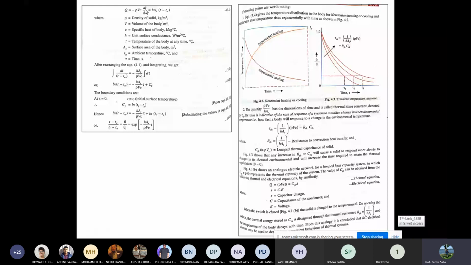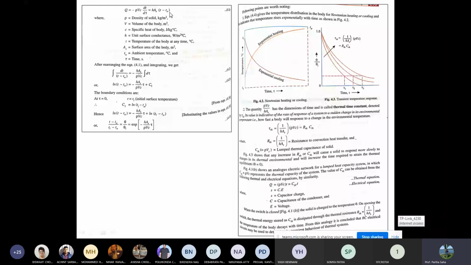That is the temperature gradient. dT by d tau: small t is temperature, and tau is time. So dT by d tau is actually the temperature gradient. h A_s (T minus T_a): you all know h is the convective heat transfer coefficient, A_s is the surface area of the solid body, and T minus T_a is the temperature difference, T_a is the ambient air.